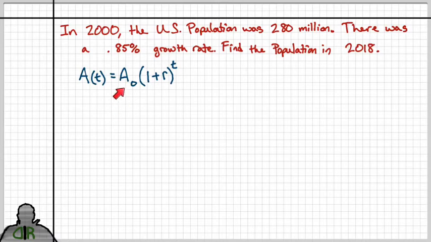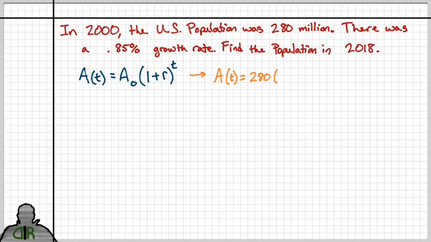What would be our starting value? Well, it says in 2000 the population was 280 million, so we're going to say 280 million. So our starting value is 280. Now, notice I'm not going to put the bunch of zeros here. We're going to solve this in terms of millions, because it'll still work out. When we get our answer, we'll just have to remember that.